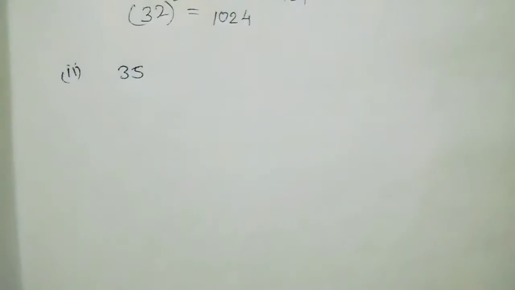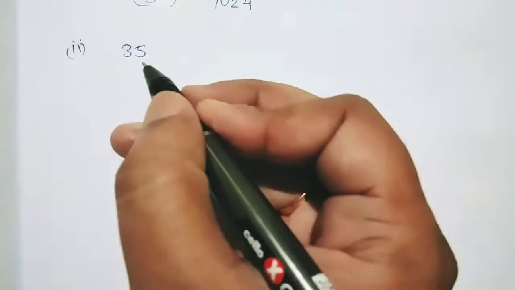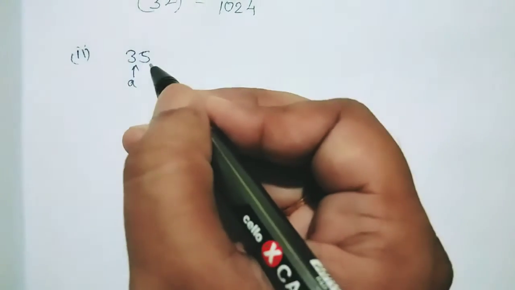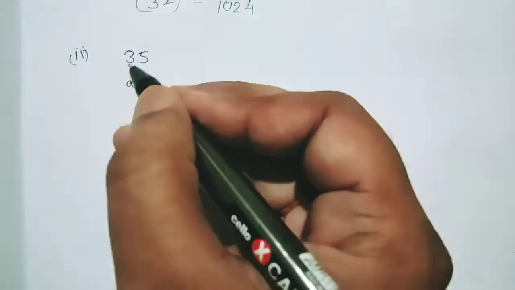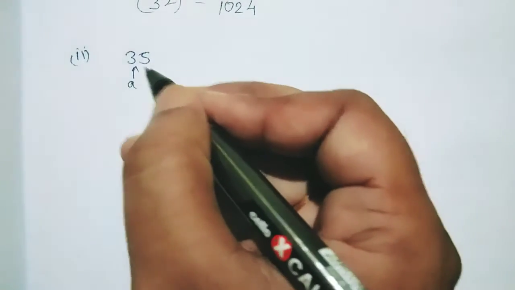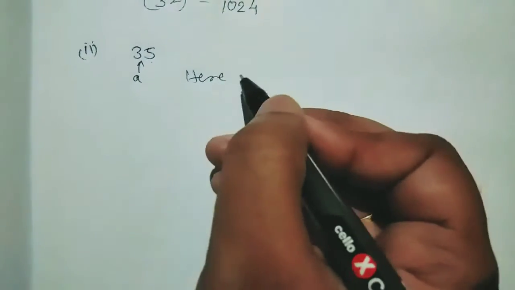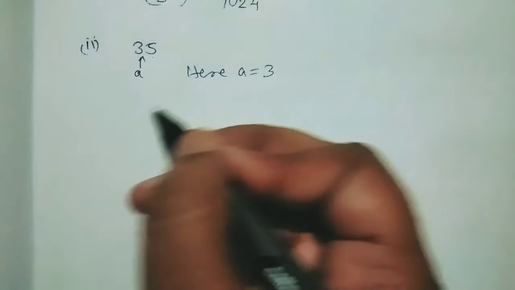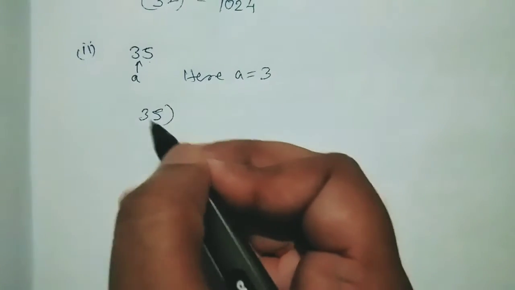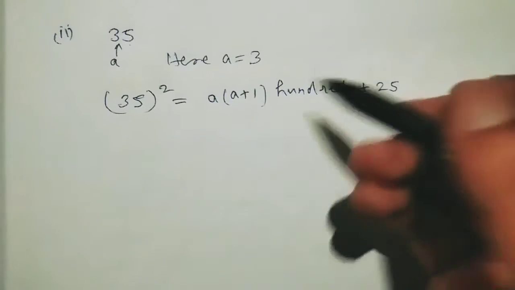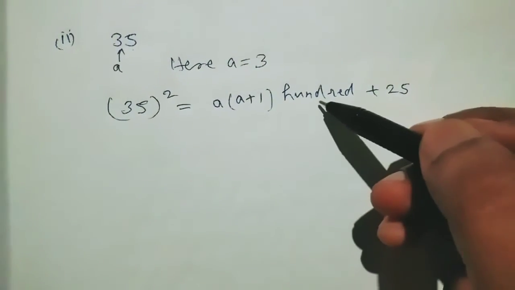Now see this. Now students, this 35, here what I have told you, the formula is a into a plus 1. So what is a here? This digit is a, this 3. We will take this digit except this one. We will not use this digit. So here you will write a equal to 3. Now you will do the squaring. That means you will write in the square form this 35 and write the formula. So the formula is a into a plus 1, 100 plus 25.